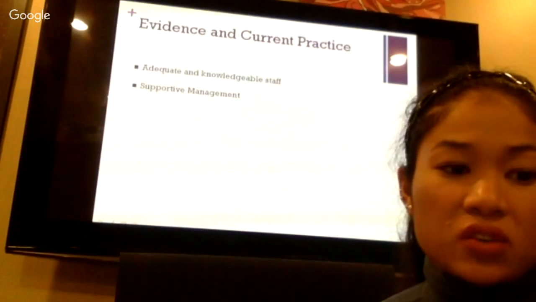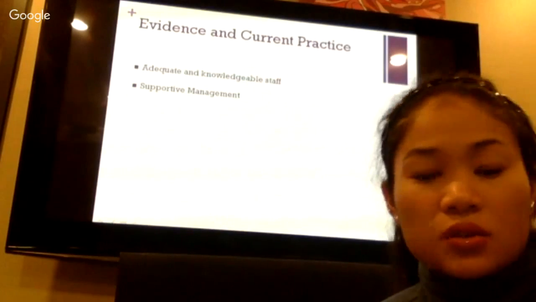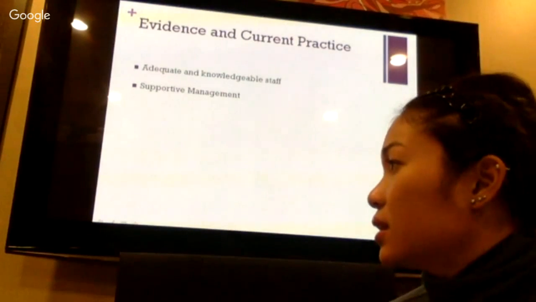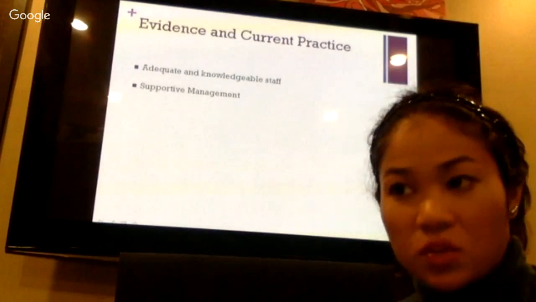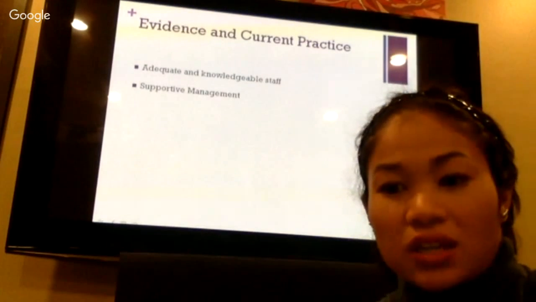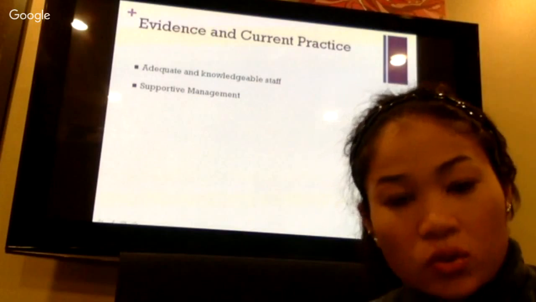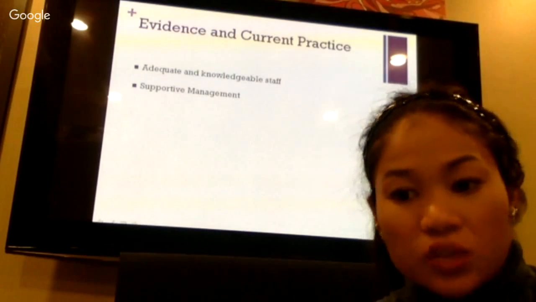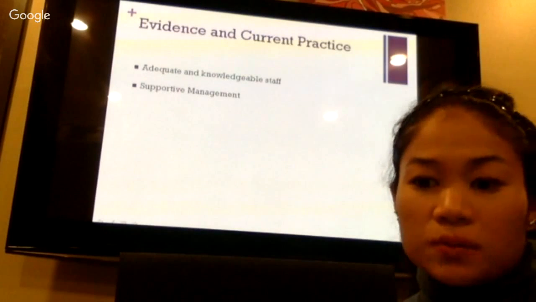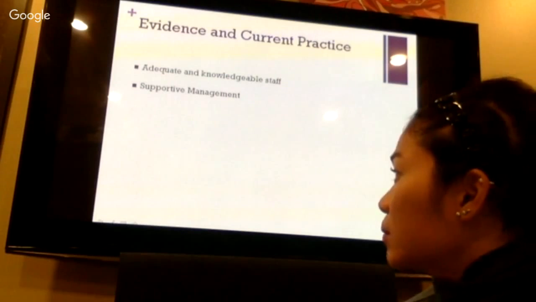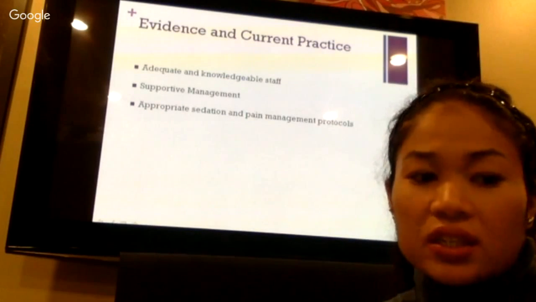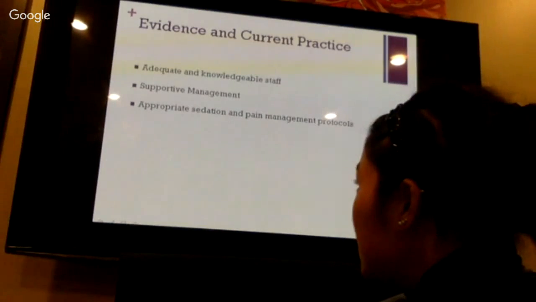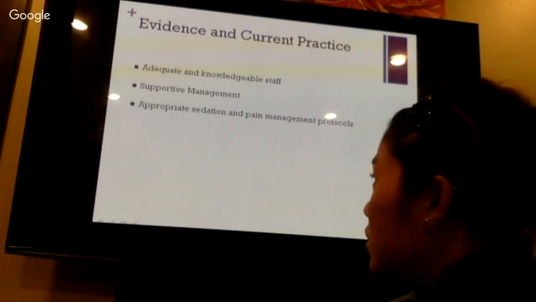And supportive management. This is very important. Also, as far as safety goes, management is responsible for making sure that their staff is knowledgeable, that they have adequate nurse-to-patient ratio in the unit. This would help prevent self-extubations. And the next one is appropriate sedation and pain management protocols.